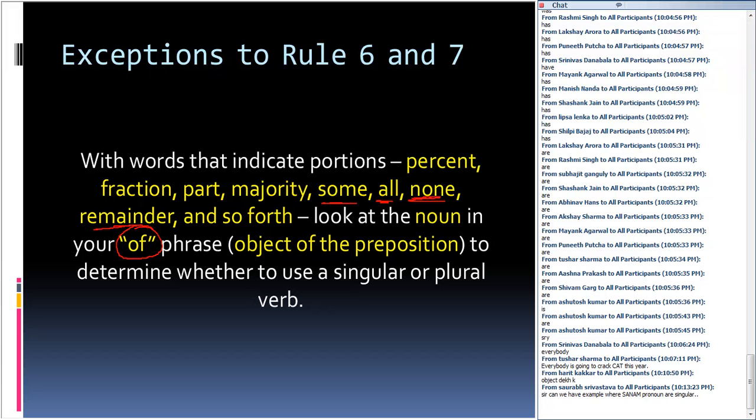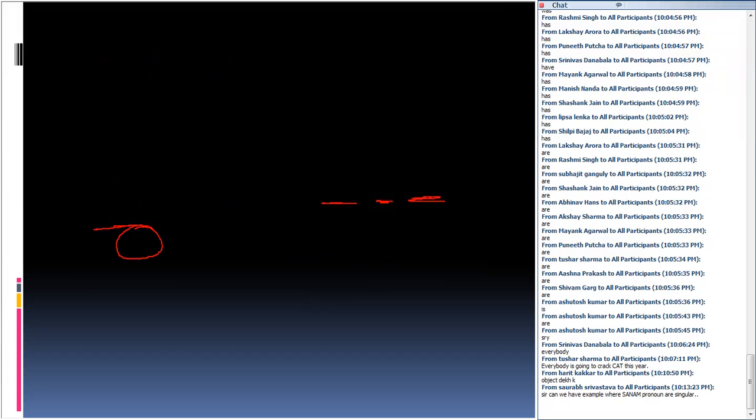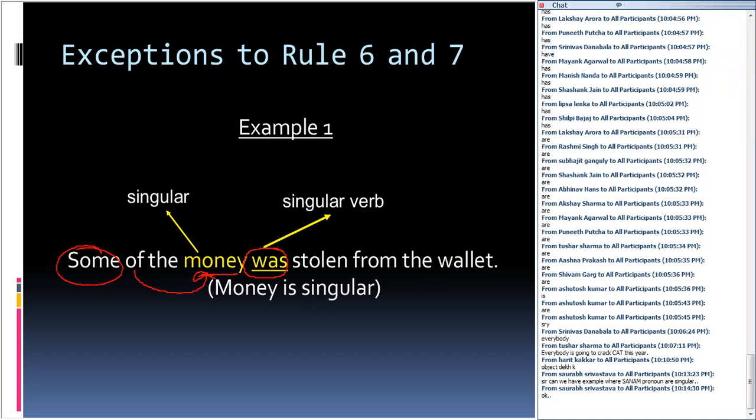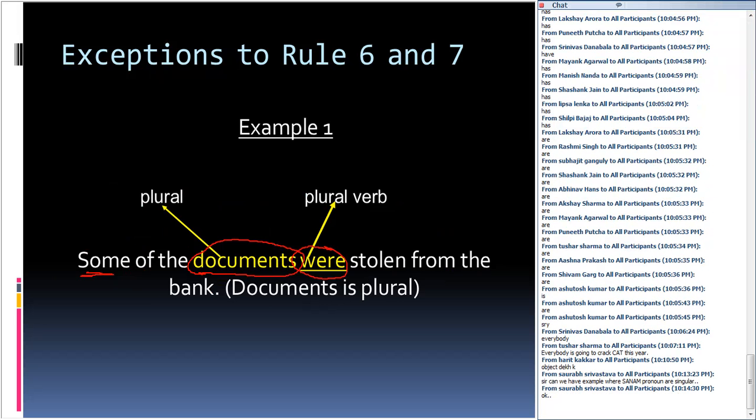Now before moving forward, let me just answer Saurabh's question. Saurabh, you are saying, can we have an example where some pronoun is singular? Yes, I just showed you. ये तो रहा here on your screen. Saurabh. Okay.